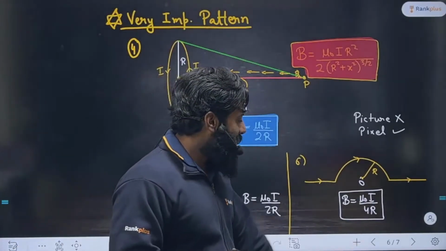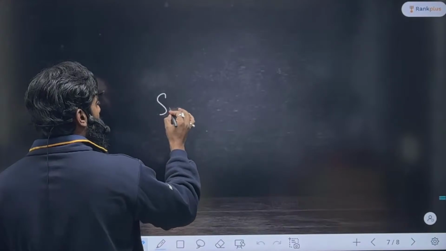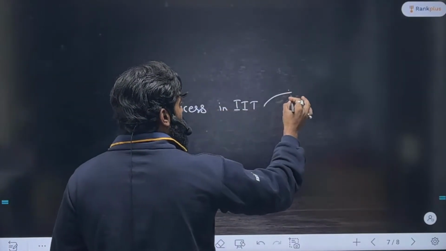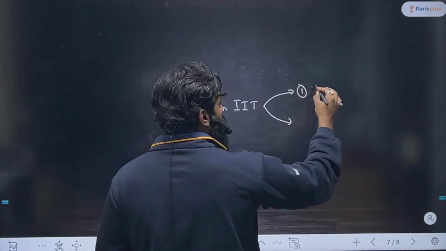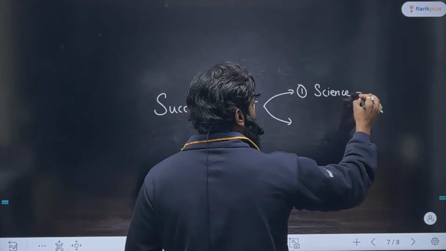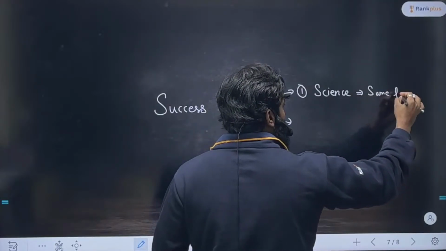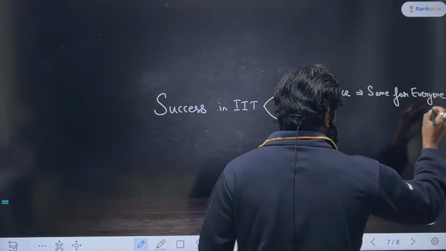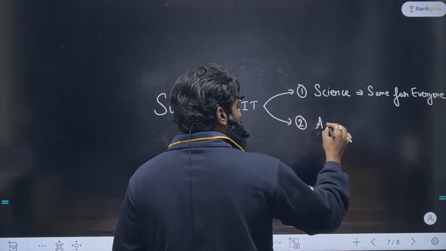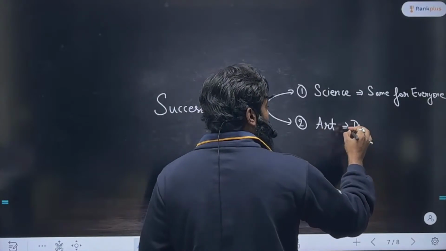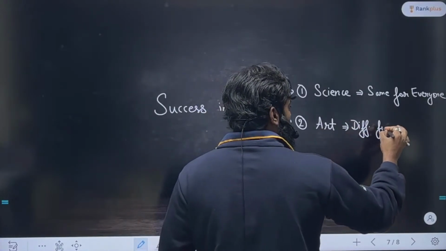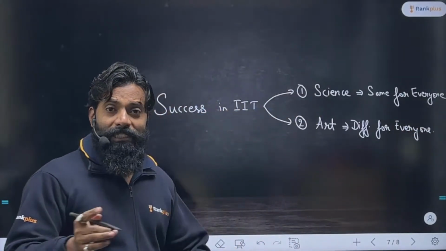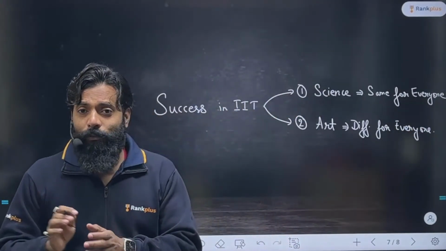You know what? How to get success in IIT? For a successful life, you need a science which is the same for everyone, same for you, same for me, same for everyone who is preparing. But there is also an art which is different for everyone. Science is the same for everyone, but art is different for everyone, isn't it?